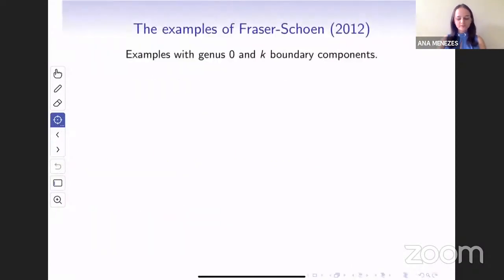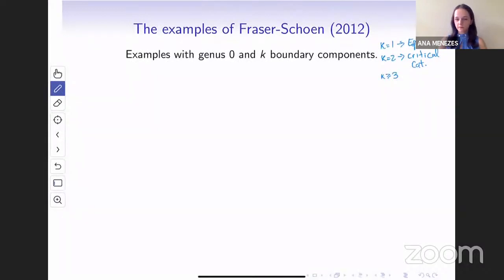Okay, so in their paper in 2012, Fraser and Schoen constructed a family with genus 0 and k boundary components. K here is any integer, but as you can expect, for k equals 1, they recovered the equatorial disk, right? We do have uniqueness. And for k equals 2, they recovered the critical catenoid. So for k greater than 2, they got new examples, okay?